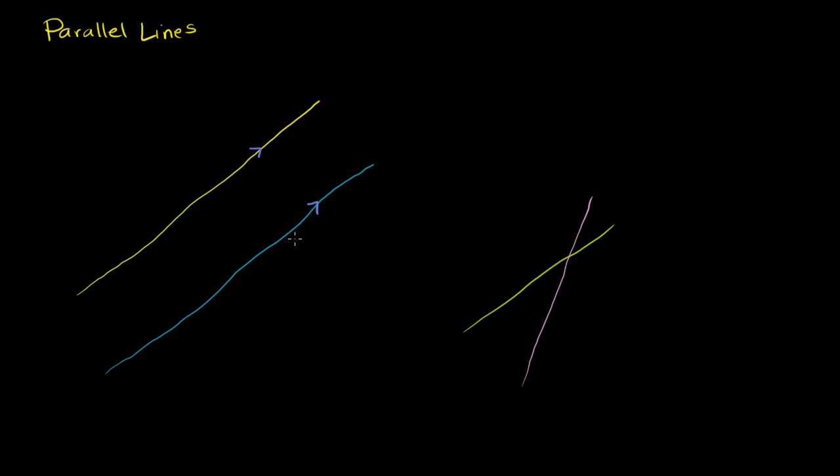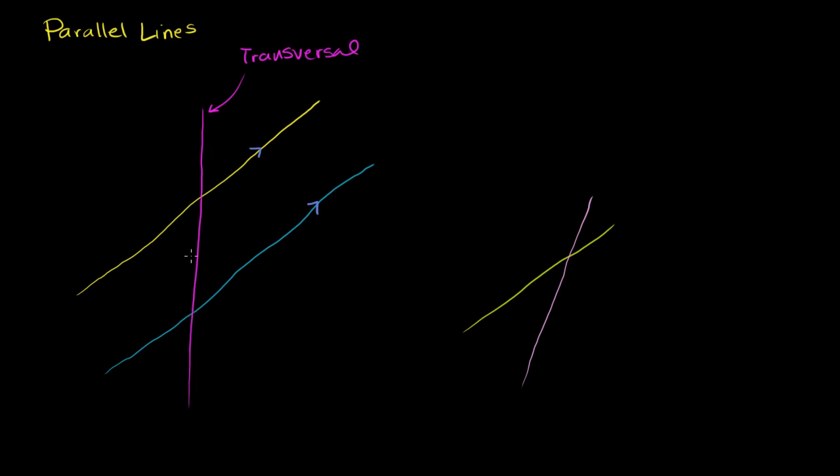And what we want to think about is what happens when these parallel lines are intersected by a third line. Let me draw the third line here. So a third line like this. A third line like that. And this third line that intersects the parallel lines, we call a transversal line, because it transverses the two parallel lines.